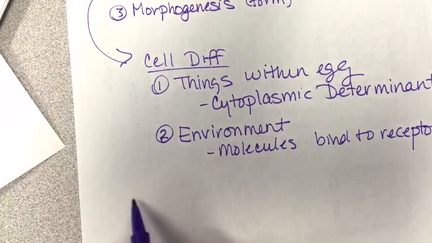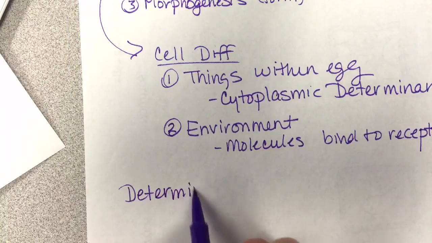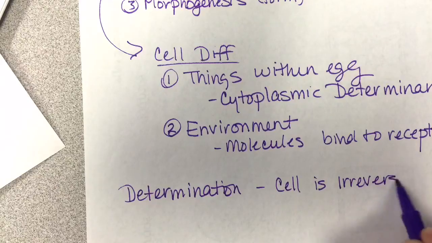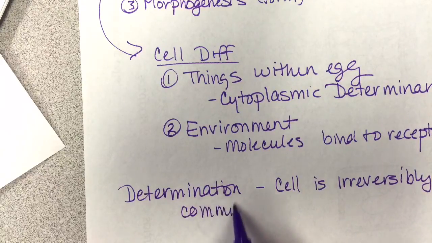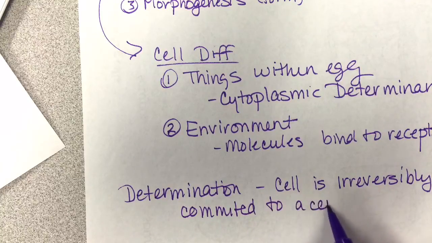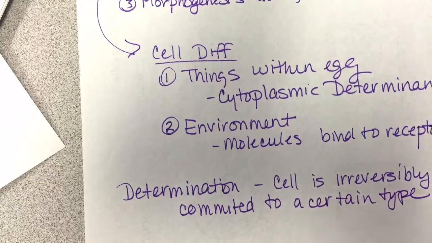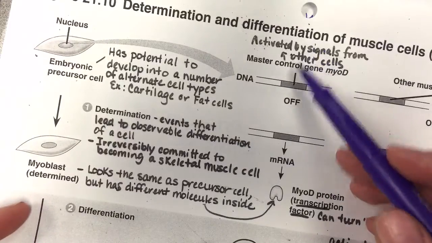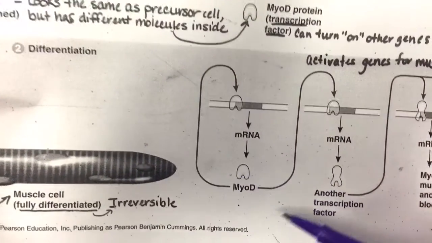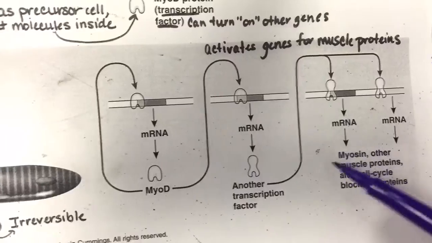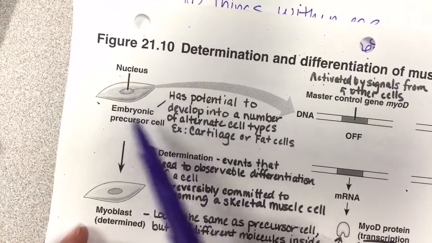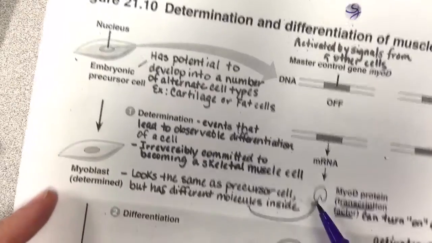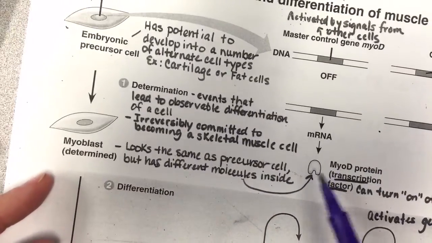Then we talked about something called determination. Determination is when the cell is irreversibly committed to becoming a cell type. That was this picture here that we talked about. So once certain genes are turned on, an environment turns on control genes. Once certain genes are turned on, the transcription factors activate other genes, and once those genes are on, that cell will become a muscle cell instead of other cells. So remember, it can start out as an embryonic precursor cell, and then once certain genes are turned on, it becomes irreversibly committed because the transcription factors are made. And what do those transcription factors do?